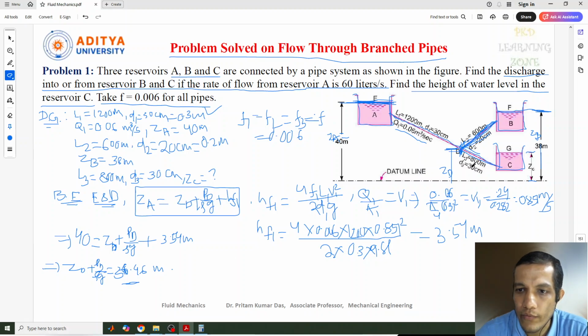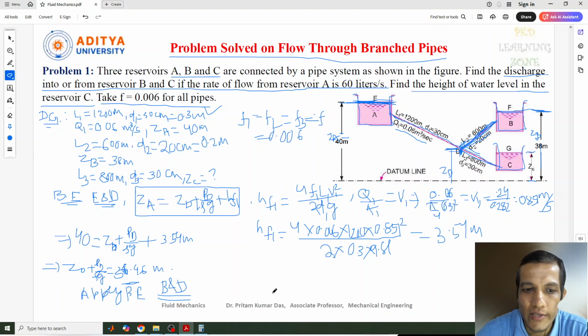Okay, now what we'll do, we'll apply Bernoulli's equation between the points B and D. So again for this we need to write an equation. For this particular B to D, we can write ZB equal to ZD plus, again the same equation, PD by rho g plus HF2.